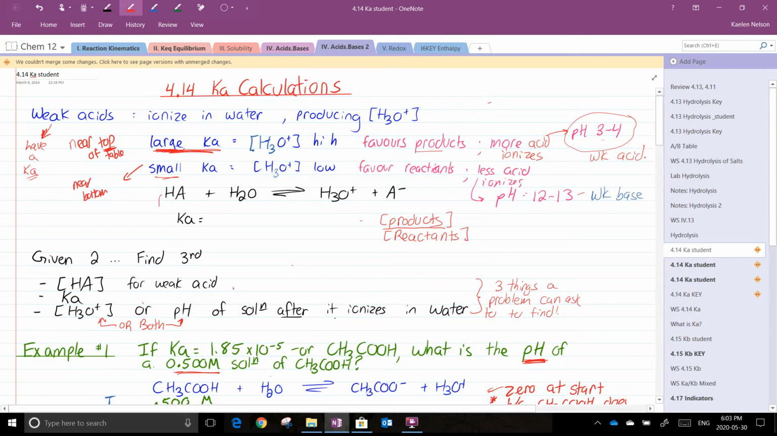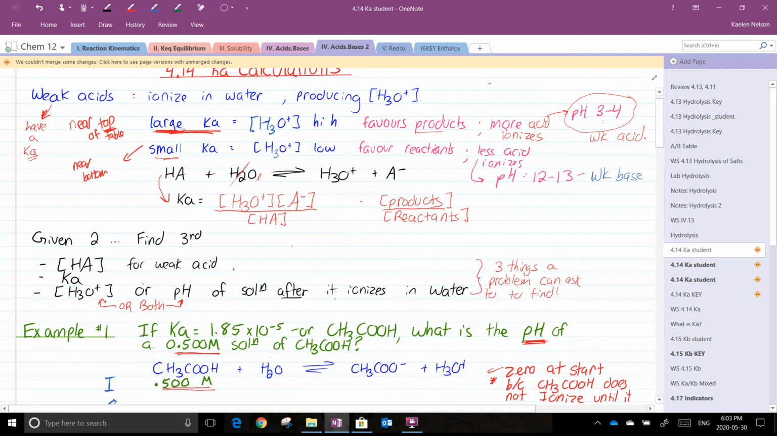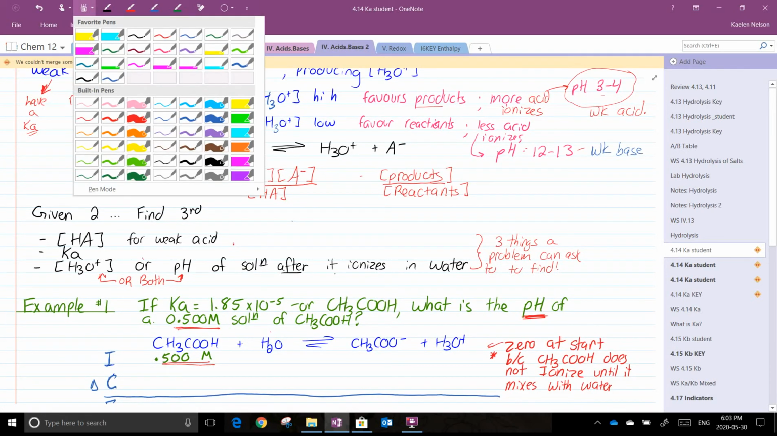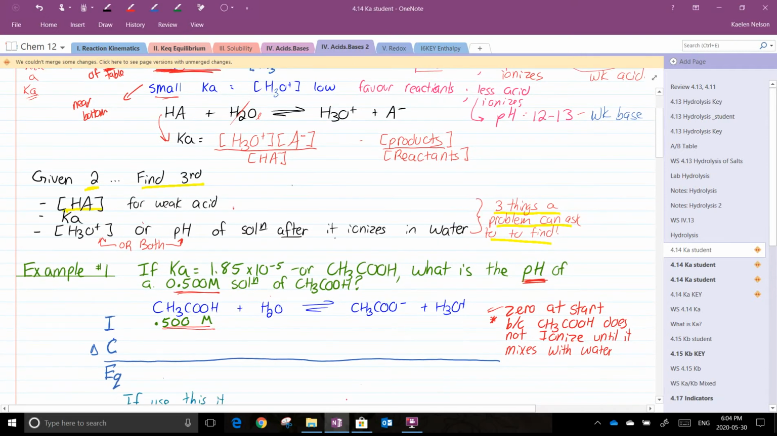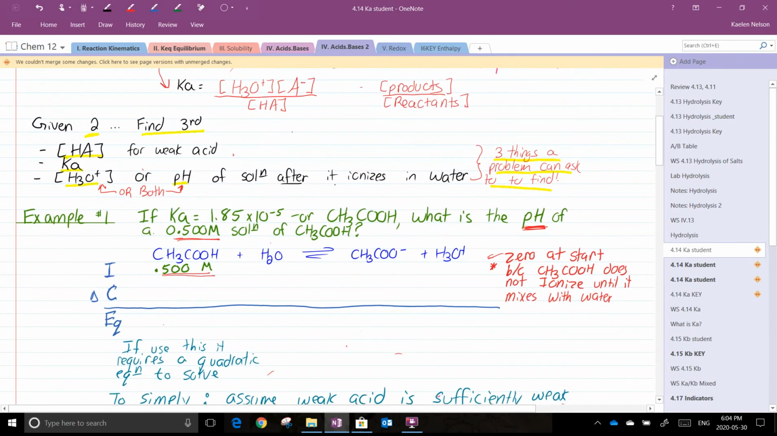When you go to write your Ka expression, Ka is products over reactants, so H3O+ times A- is a refresher on the expression, all over HA. There's only the one term on the bottom because water is a pure liquid and we don't count it in our Ka. In terms of what you can be asked to find, there are 3 things that a problem can ask you to solve for. If you're given 2, you can find the third. You can be solving for HA, the concentration of your acid to start with, Ka, or H3O+ and pH. Remember, they're linked with the same equation.